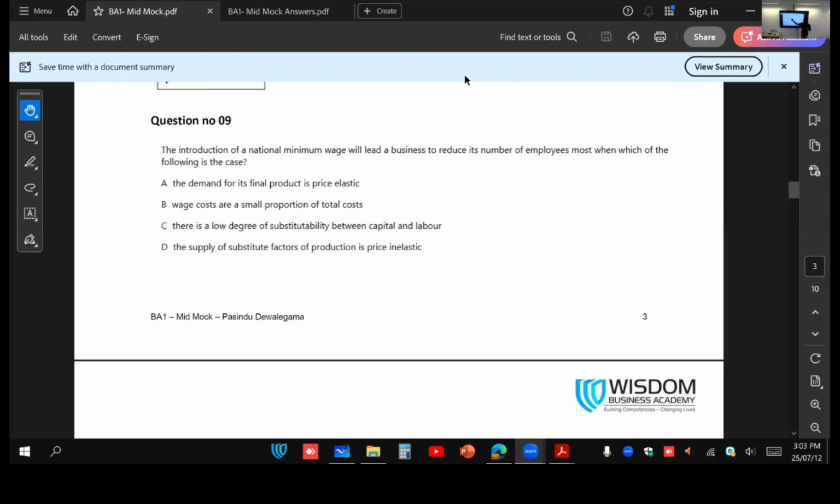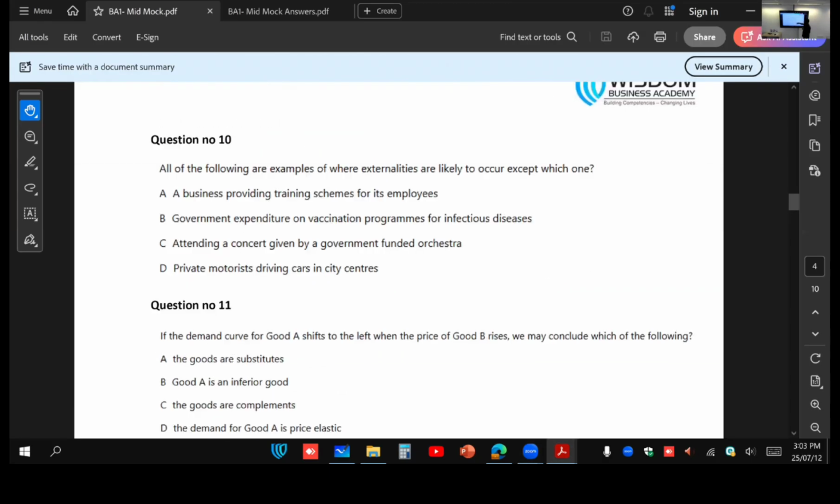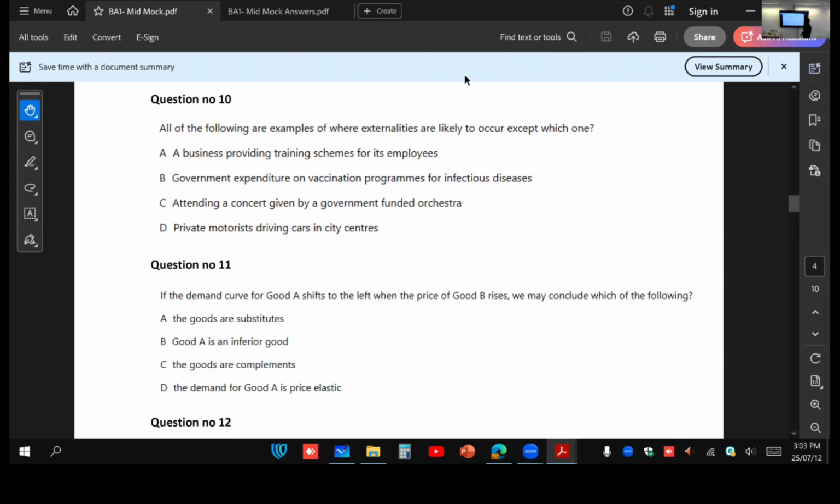Yeah, right. So 9A. Question number 10. All of the following are examples where externalities are likely to occur except which one? What was externalities, guys? Externalities. What was externalities?